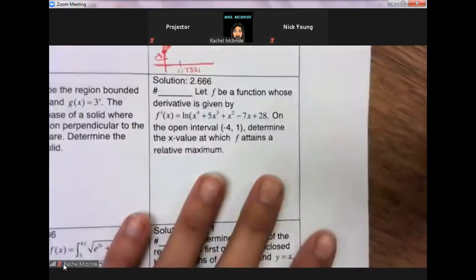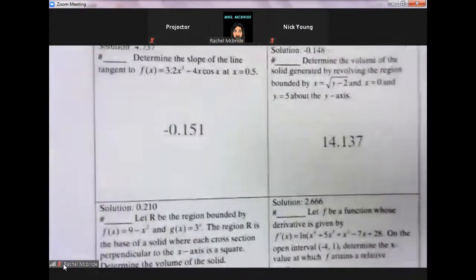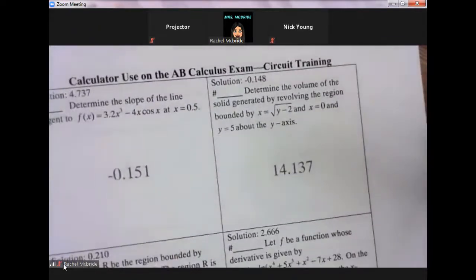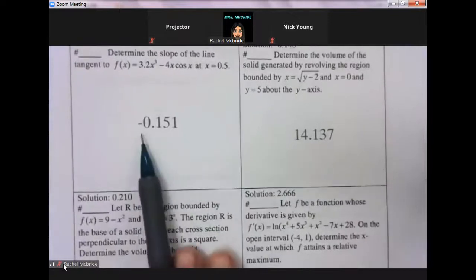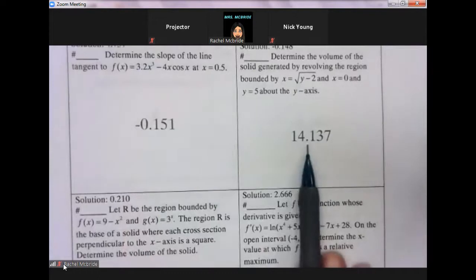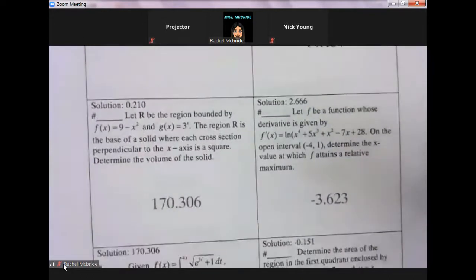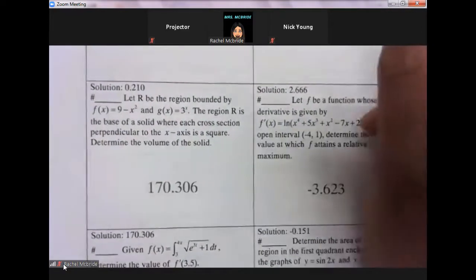So yesterday I had you guys doing this calculator cycle where you were using your graphing calculator to get answers. These are the correct answers. And if you need to see work for them, we can go through and do work. So you should have had negative 0.151 for this, 14.137 here, 170.306 there, negative 3.623 here. Oh, I forgot.